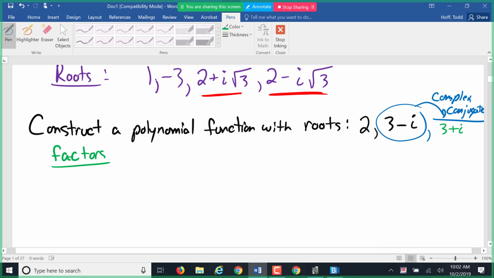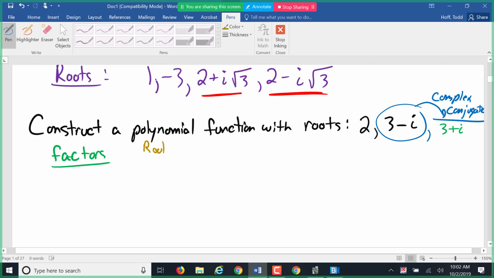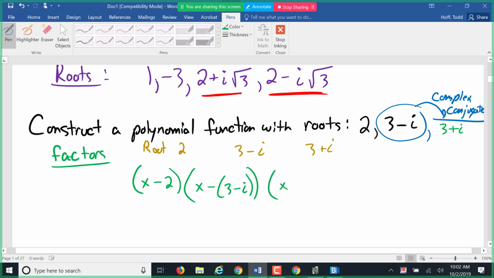Probably haven't had quite enough time to do all this yet, but let's just take a look and see if you're heading in the right direction. The factors from a root of 2, 3 minus i, and of course the complex conjugate of 3 plus i. The factors we get, of course, are x minus that root. So the root of 2 gives us a factor of x minus 2. A root of 3 minus i gives us a factor of x minus (3 minus i). And 3 plus i gives us a factor of x minus (3 plus i).